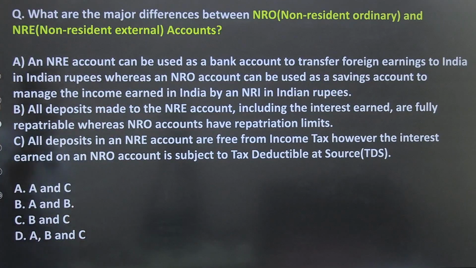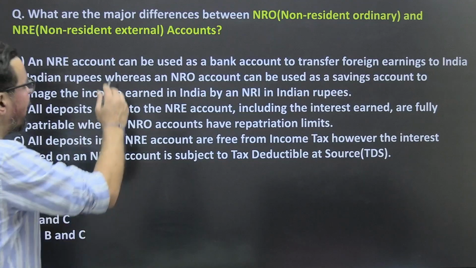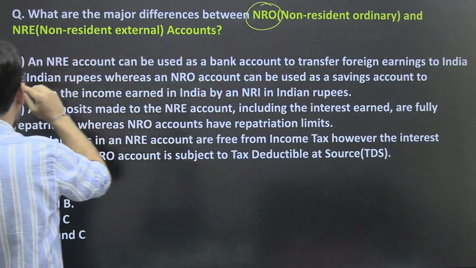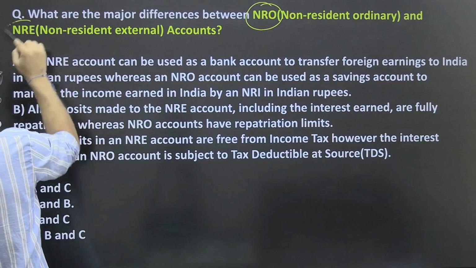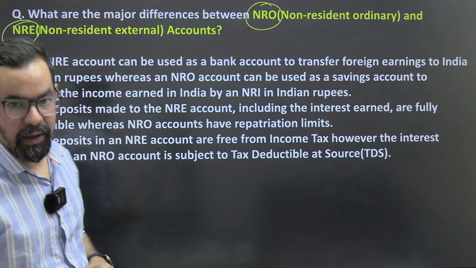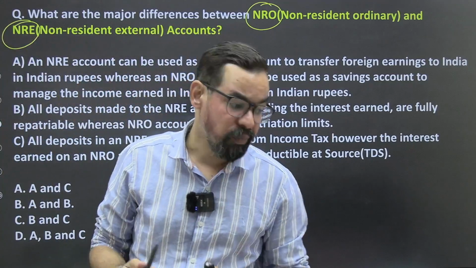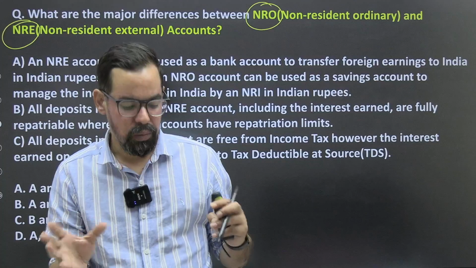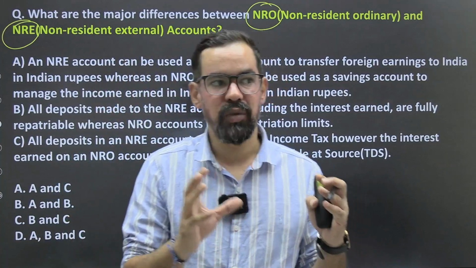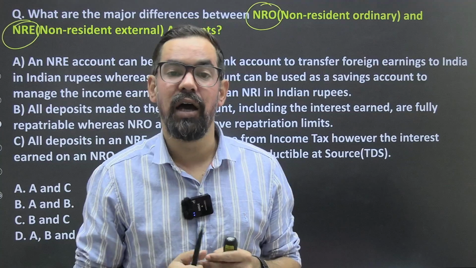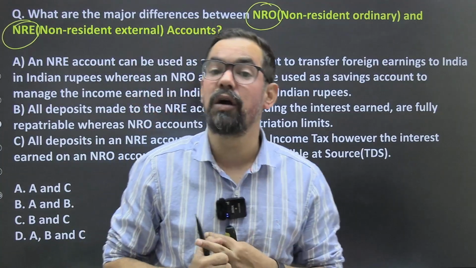Next one: what are the major differences between NRO and NRE accounts? These are generally part of correspondent banking, and we have already gone through that. NRE and NRO are both generally for NRIs. Whenever we talk about NRI banking in India, we have NRE, NRO and FCNR accounts. Three major accounts are there.